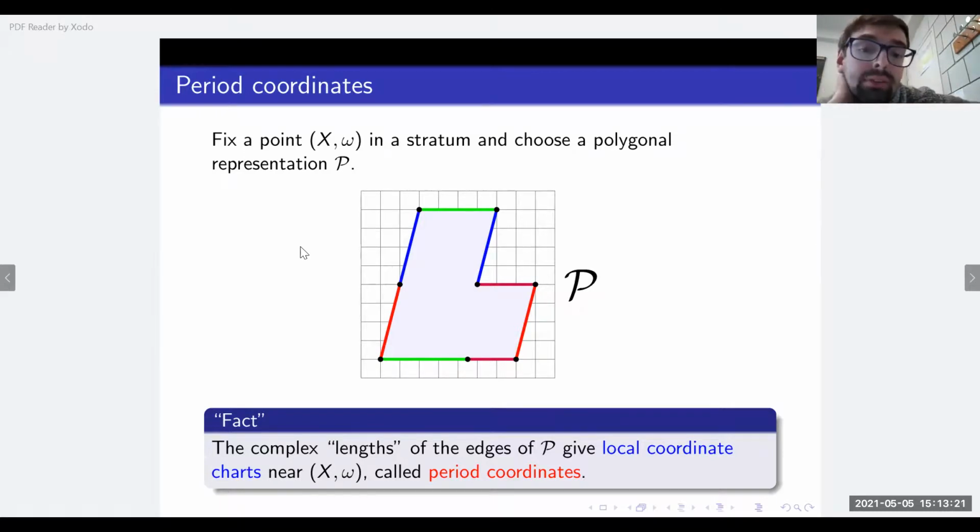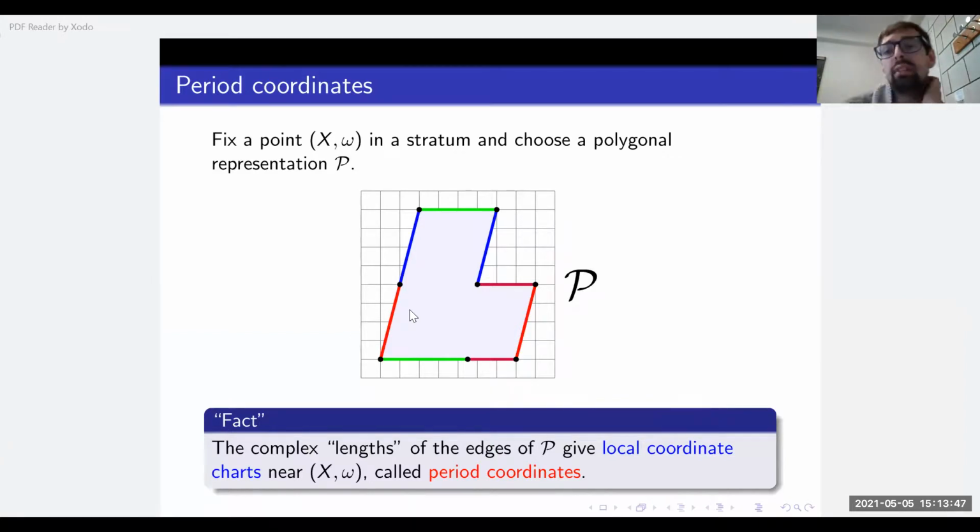Okay, so I have explained now the two basic things that we have on the stratum, which is the SL2R action and this set of coordinates, which I call the period coordinates. They're called periods because those complex lengths are really just integrals of this one form dz along those line segments. So that's why they're called the period coordinates.